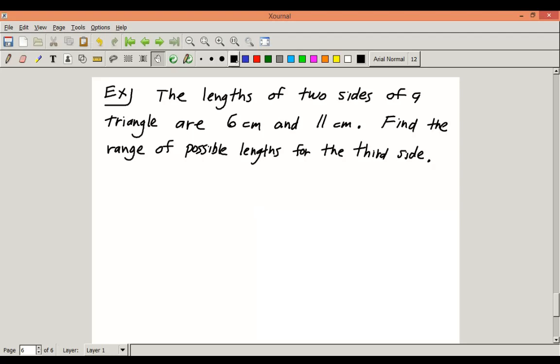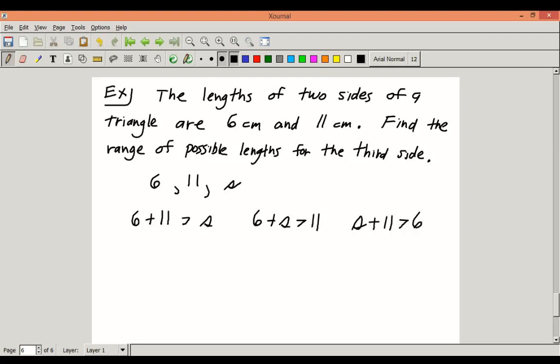Okay, so to do this, we're going to set up 3 inequalities. Let's say that the sides are 6, 11, and let's just call this side S. We don't know it. So what could S be and still have a triangle? Well, we're going to set up 3 inequality statements. So we'll say 6 plus 11 is greater than S. 6 plus S is greater than 11. Remember, for any two, the sum's got to be bigger than the third one. And then S plus 11 has to be greater than 6.